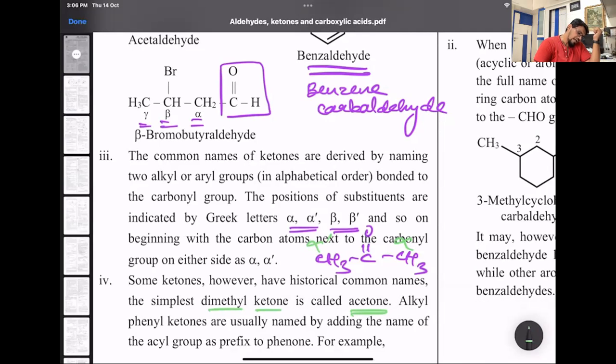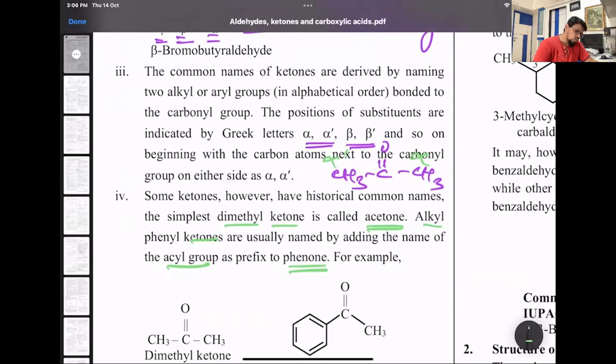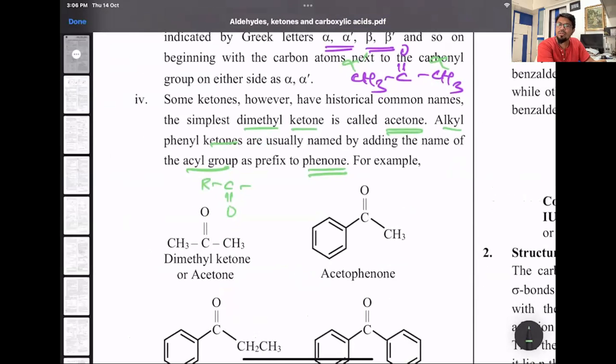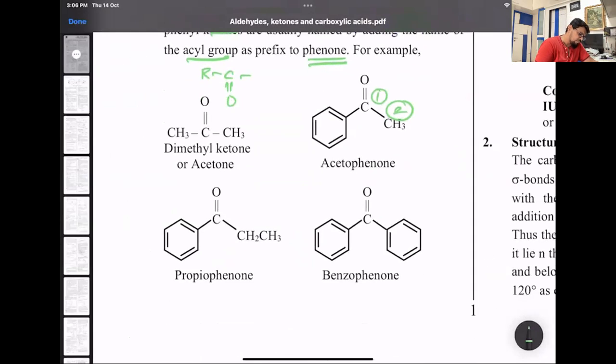Alkyl phenyl ketones are usually named by adding the name of the acyl group as a prefix to phenone. Acyl is the RC double bond O group, keep in mind. So whenever the ketone is directly attached to the benzene ring, the ketonic group is generally given the lowest number, or it's at position 1. Like here we call it acetophenone, because there are 2 carbon atoms, so acid 2 is acetic acid basically. So acetophenone, that way. Same way here we have propiophenone.